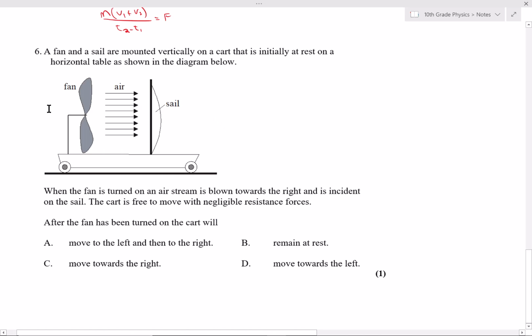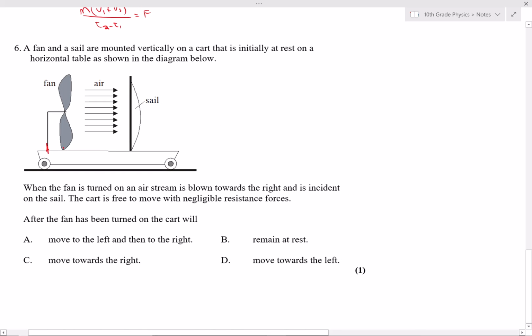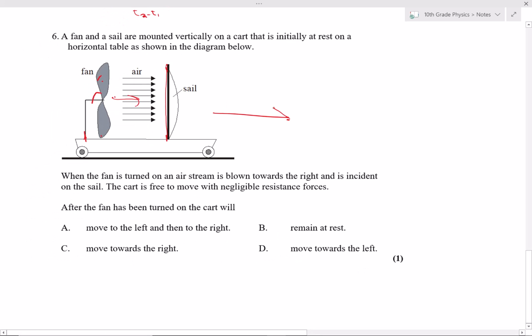Okay, number 6 is talking about this fan thing. The fan is mounted on the car, right? And then there's a sail on this cart as well. And the fan starts spinning, pushing air this way, right? So you want to think what's happening. Well, you might think, oh, the air pushes on the sail, and then this car starts moving, right? I think that's the most common answer.